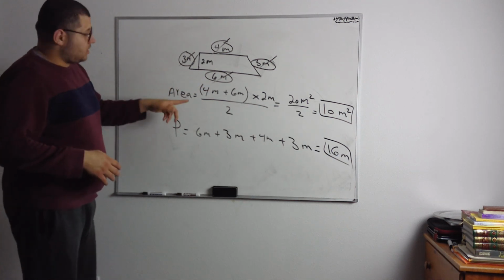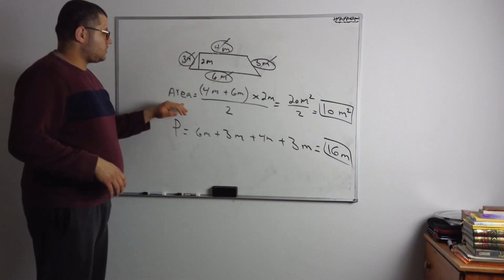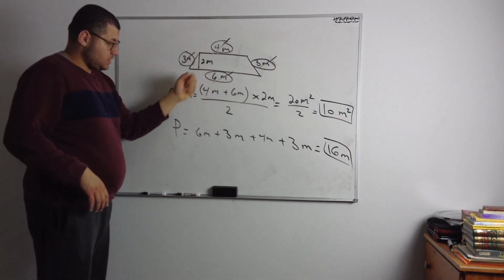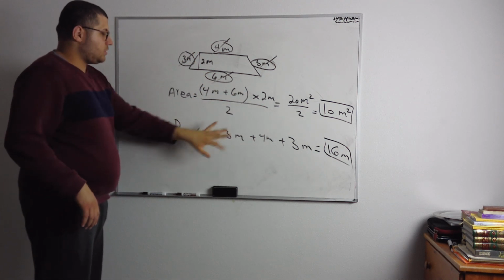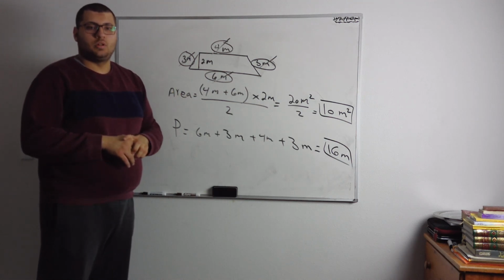This is how you find the area of a trapezoid and how you find the perimeter of a trapezoid. For the area, you add the two bases, multiply by the height, and then divide by 2. For the perimeter, you add all the sides, just like we do with all the other two-dimensional geometric shapes.